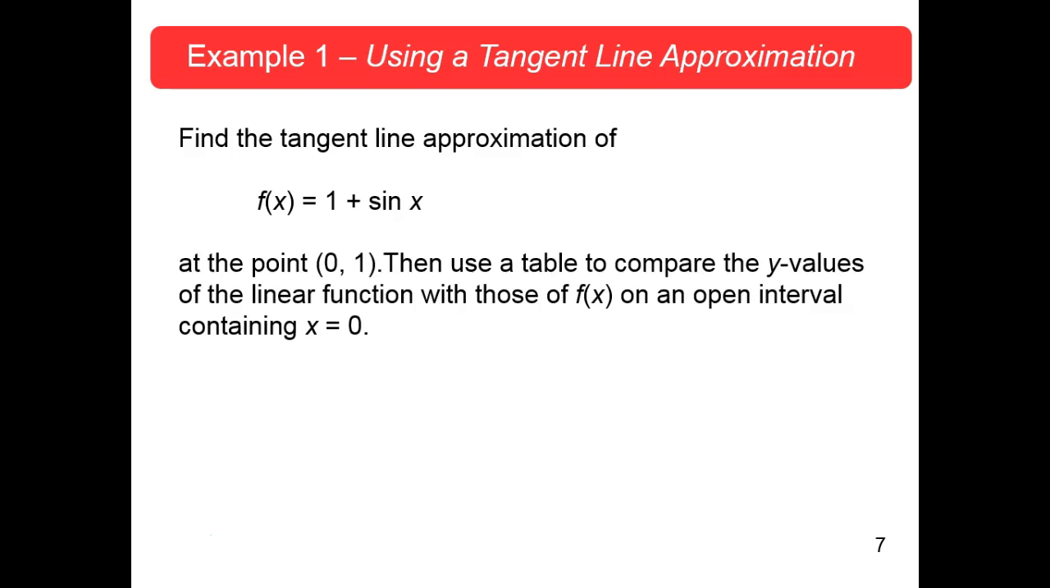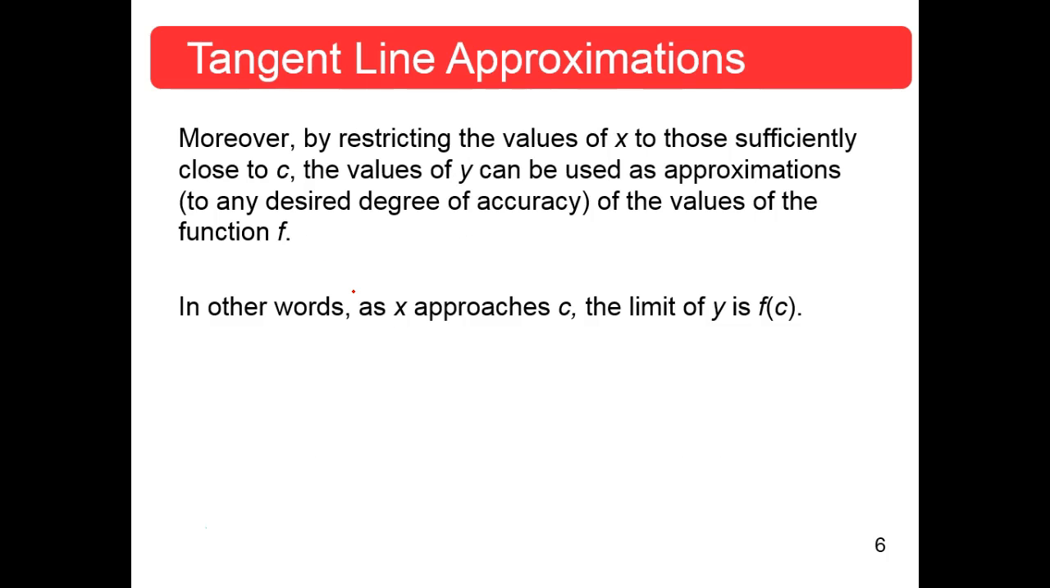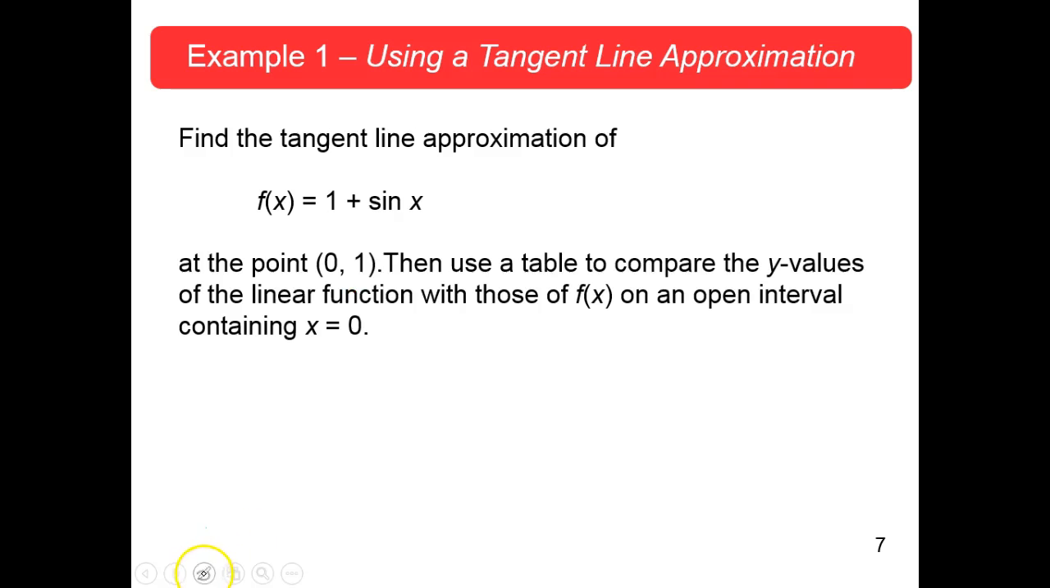So there's a point. It's on the curve, and it says find the tangent line approximation of that function. Okay. At first I said tangent line. We're doing the approximation. Okay. So what do we have to do to find the tangent line approximations?